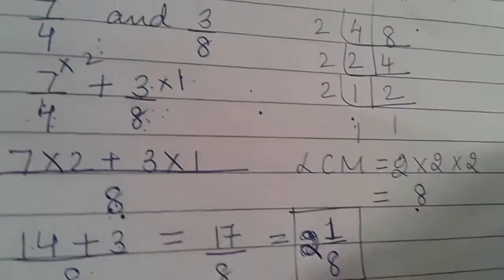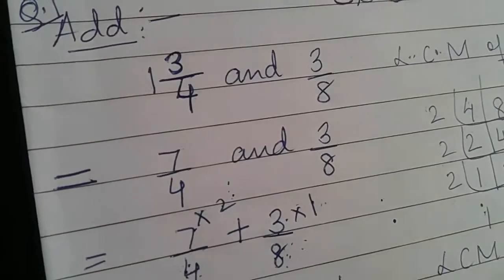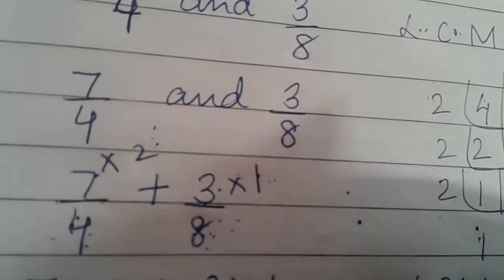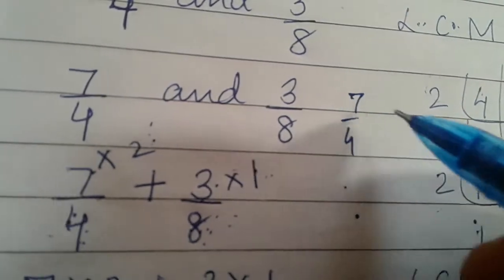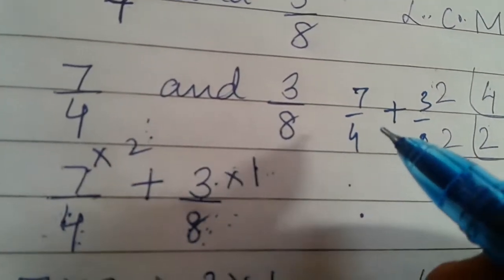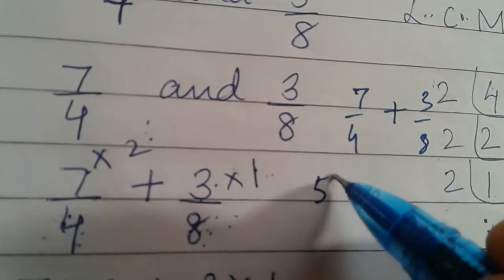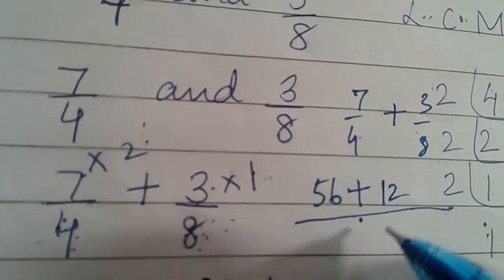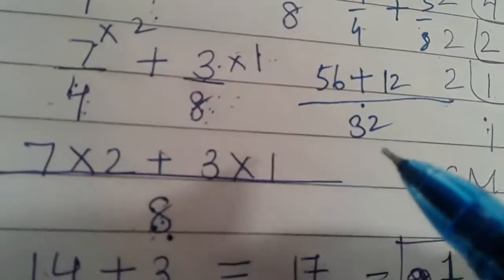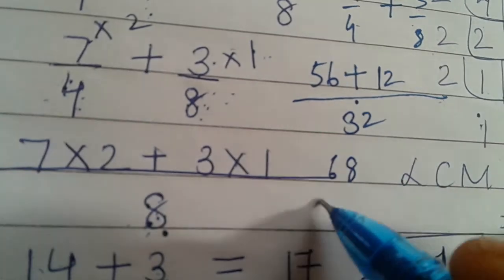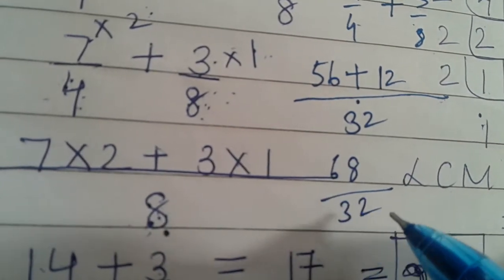The most important thing is the step where I told you people get confused. Now a few children will surely ask me, Miss, can we use this method, 7 by 4, 3 by 8, directly cross multiplication? 7 8s are 56, 4 3s are 12, upon 4 8s are 32. So 56 plus 12 will be 68, 68 upon 32.